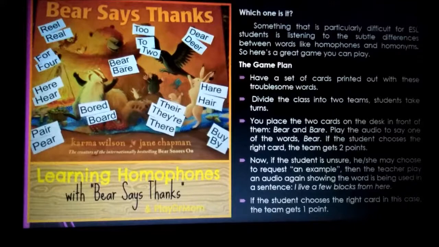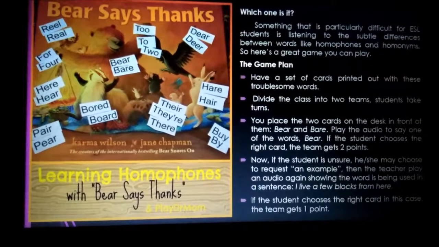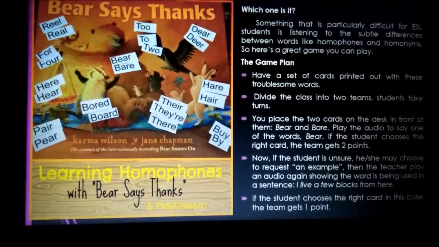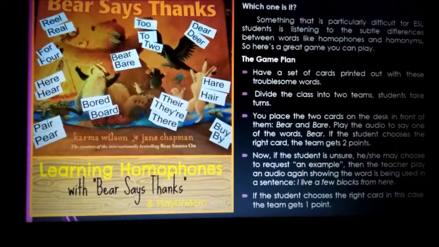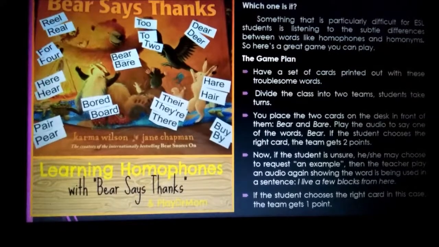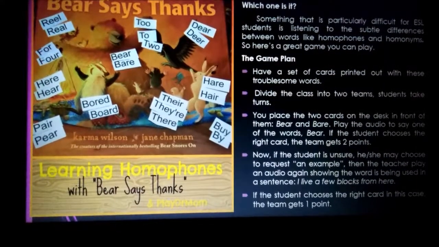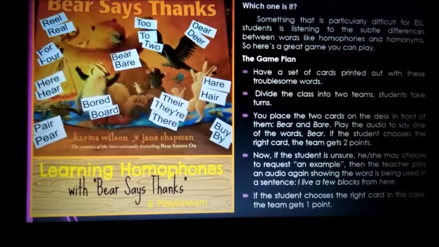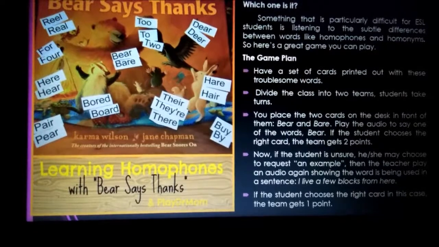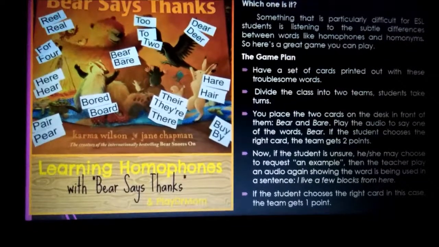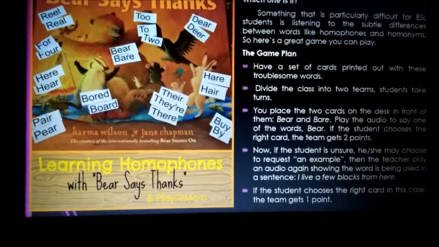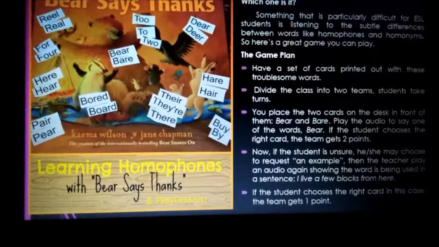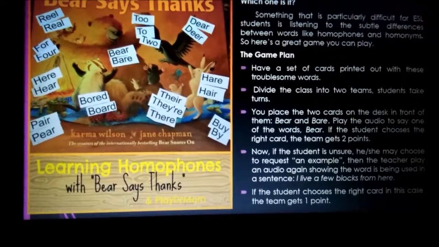The third activity for the pre-listening is entitled Which One Is It? Something that is particularly difficult for ESL students is listening to the subtle differences between words like homophones and homonyms. So here's a great game you can play. This activity addresses the identified problem number 2, which is that students have difficulties in identifying words. So here's the game plan.